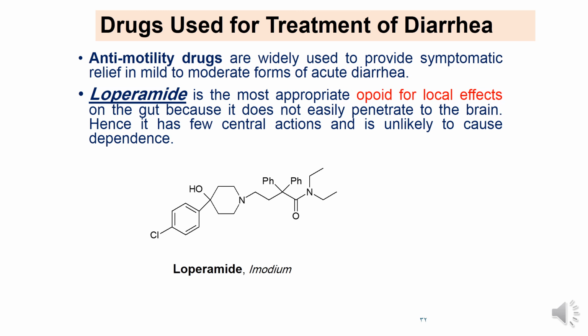Drugs used for treatment of diarrhea. We will study one drug for treatment of diarrhea, which is loperamide. Loperamide is an opioid. It has local effects on the gut. It does not easily penetrate the blood-brain barrier, so it has fewer central side effects, and it is unlikely to cause dependence. Here is the structure of loperamide.